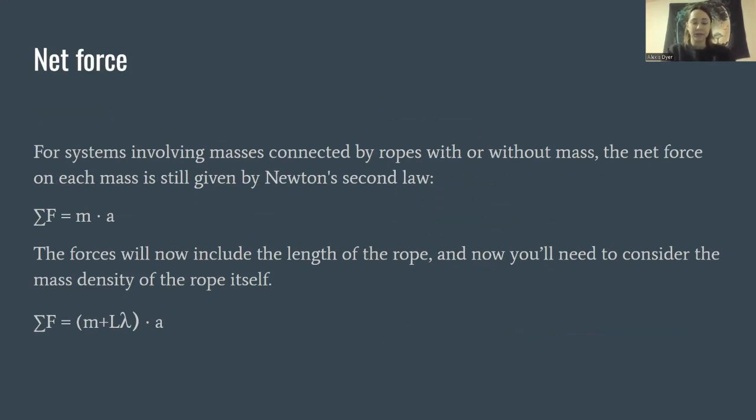Now let's look at net force. For systems involving masses connected to ropes, with or without mass, we're always going to be looking back to our equation relating to Newton's second law, that net force is equal to mass times acceleration. Now, if we want to alter that equation to include the length of our rope and its linear mass density, we can rewrite it to be that net force is equal to the mass throughout the system plus the mass of the rope, which is going to be that length times lambda, times acceleration.